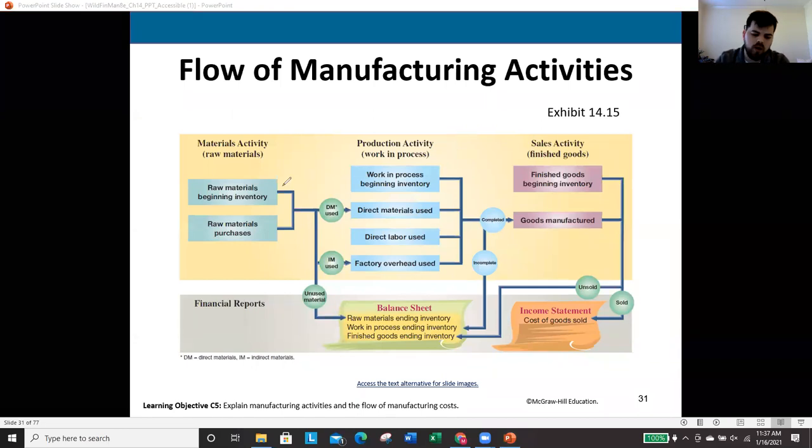So notice you've got raw materials, beginning inventory, and the purchases. At this point, you've got a decision, right? If they were used, then they will run through to this direct materials used category. If they have remained unused, you will follow this straight down and you will land in raw materials ending inventory. In the event you have indirect materials, they will simply run through factory overhead.